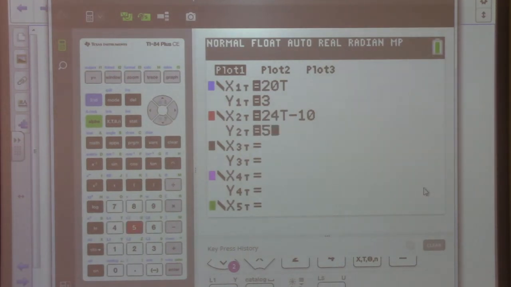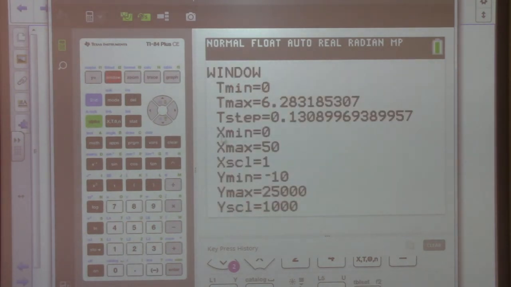Now it says, why do you think we have one equation that has a y1 of 3 and the other one has a y2 of 5? Why is that the case? We'll talk about that in a minute. But let's go ahead, it says find an appropriate viewing window. What would be an appropriate viewing window to track a 100-yard race?